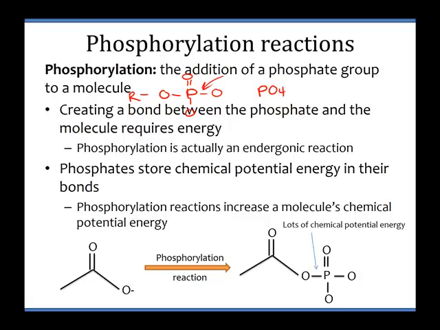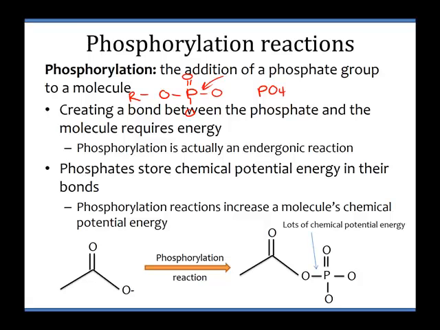And a phosphorylation reaction is adding a phosphate group to a molecule. We can add phosphate groups to glucose. We can phosphorylate glucose. We can add phosphate groups to proteins. We can phosphorylate proteins. We can phosphorylate lipids. We can phosphorylate damn near everything that we want to.